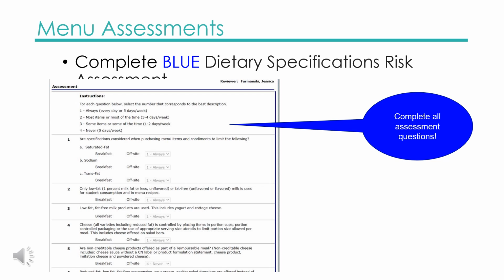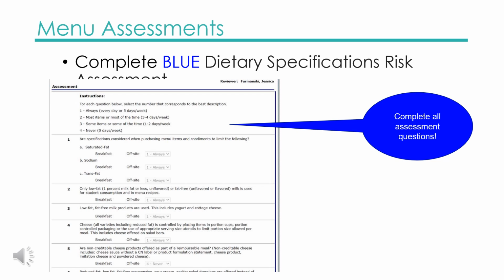As you can see in number 3, low-fat, fat-free milk products are used. This includes yogurt and cottage cheese. For each question, you're going to select the number that corresponds to the best description.